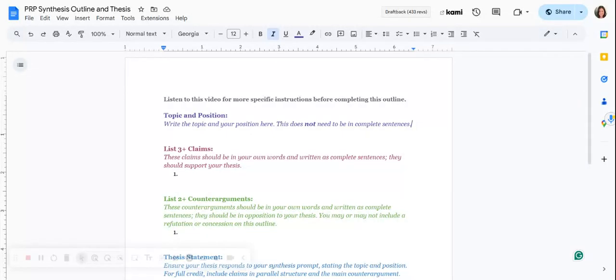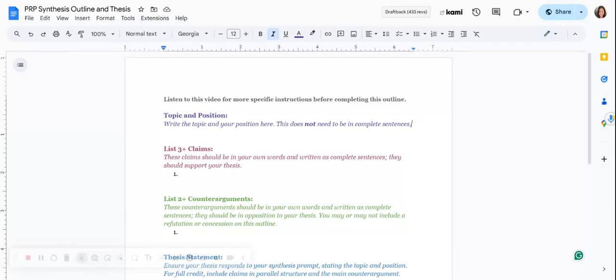For this outline, your goal is to think of 3 or more claims, 2 or more counterarguments, create a thesis statement, and consider your audience and call to action. So I want you to start by just writing the topic and your position.